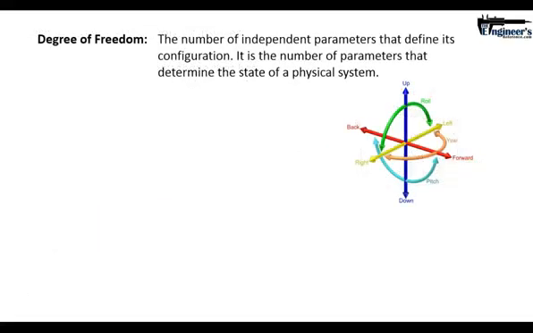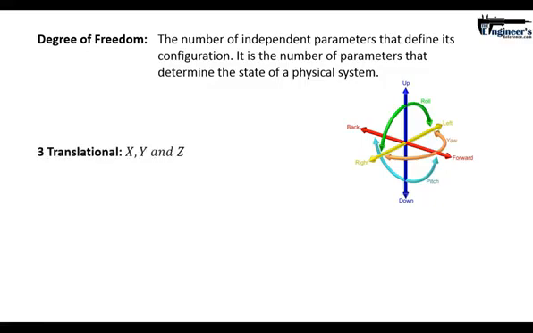Now, in order to understand linkages, first I want to go through another concept, degrees of freedom. When we think of a degree of freedom, it's just how much movement an object has to move around. It's the number of independent parameters that define its configuration, the number of parameters that determine the state of a physical system. That is just a fancy way of saying it can go up, down, left, and right.